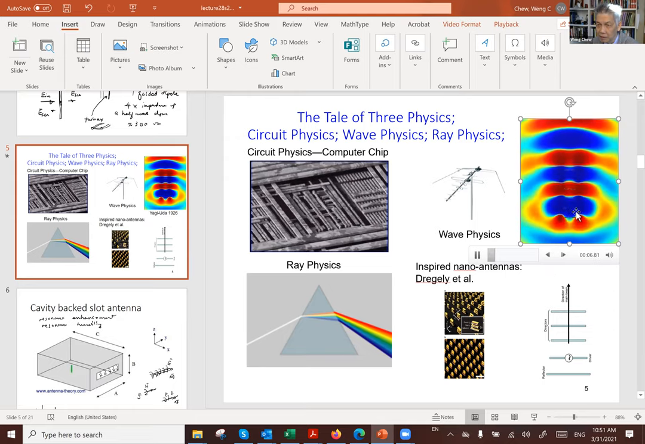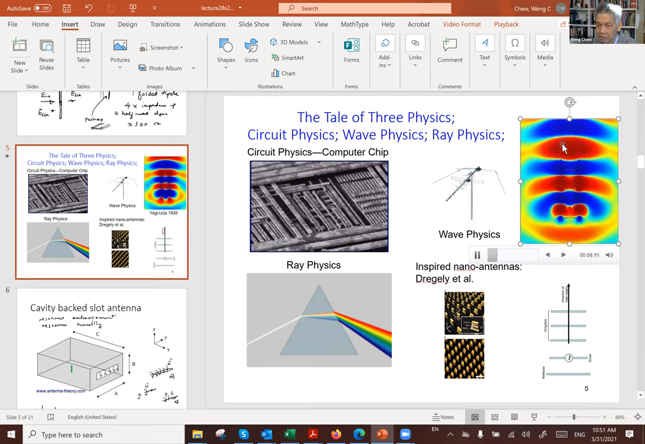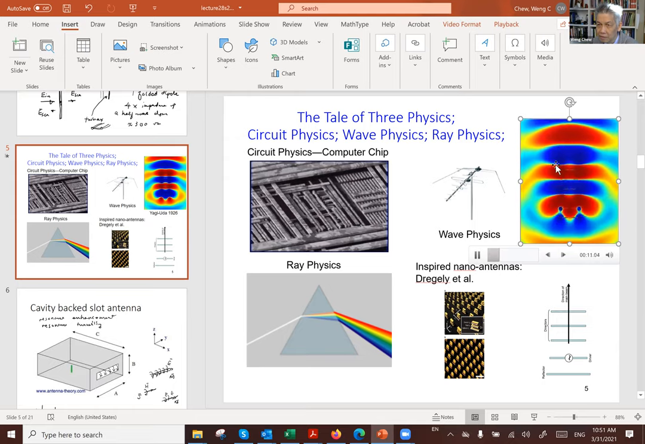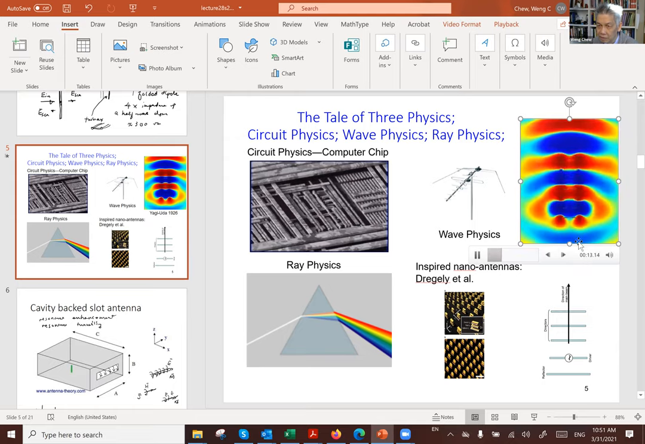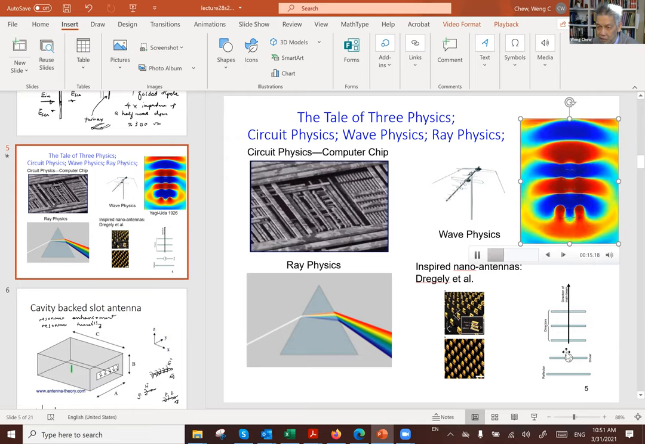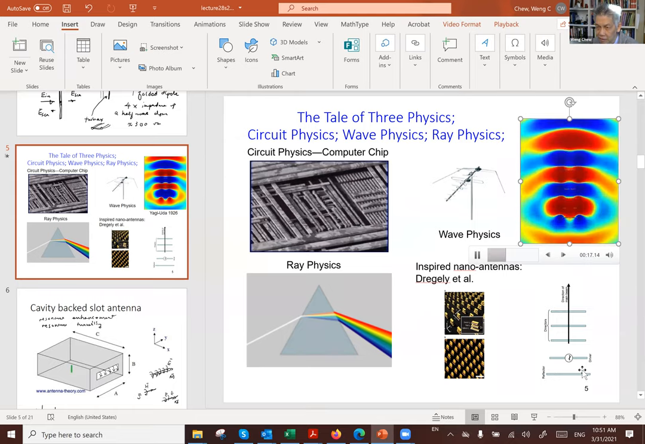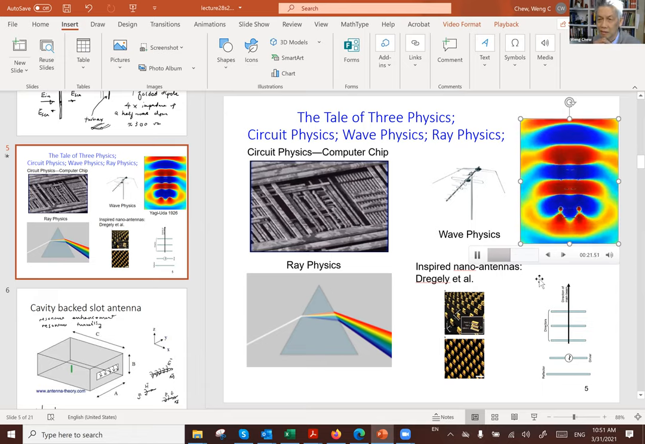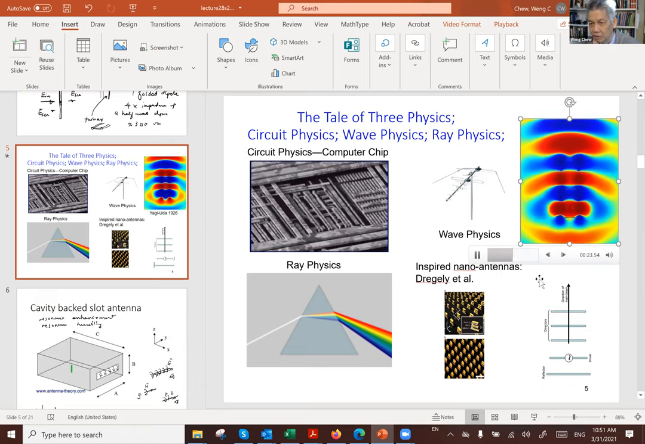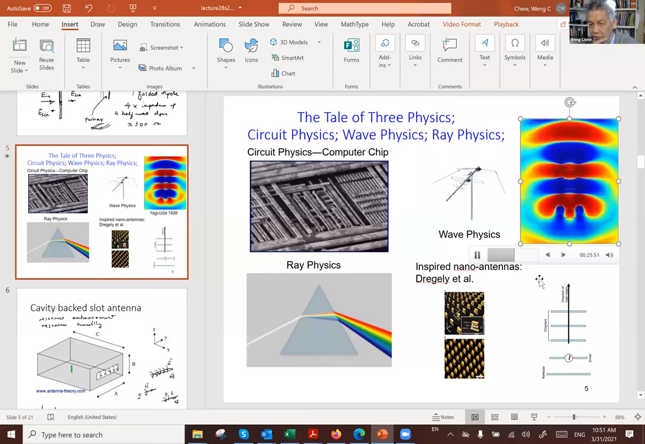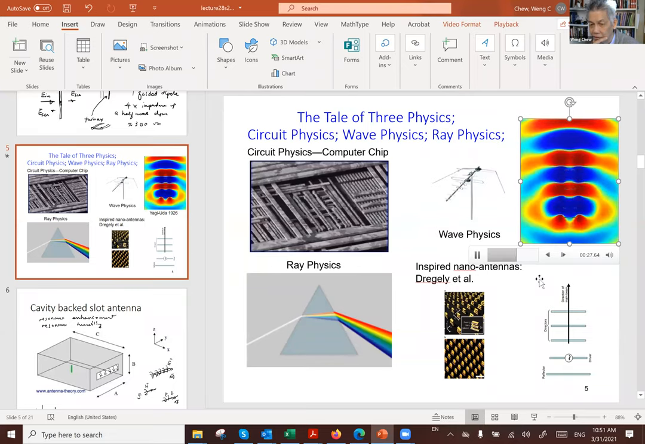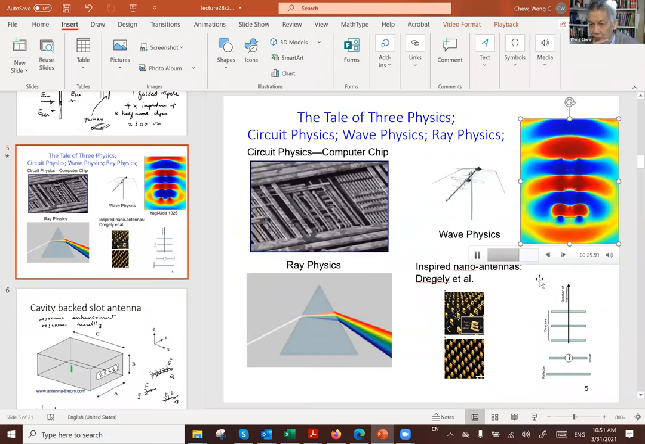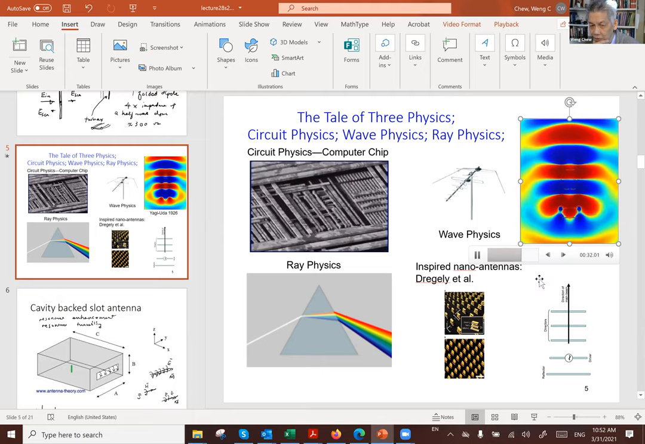You can see that the wave has been guided. Okay, the wave has been guided in the forward direction, but it's more or less been reflected by this reflector in the back. And you actually cannot answer a lot of questions you ask because wave physics is difficult to understand. So you have to do quite a bit of computer simulations using commercial software.